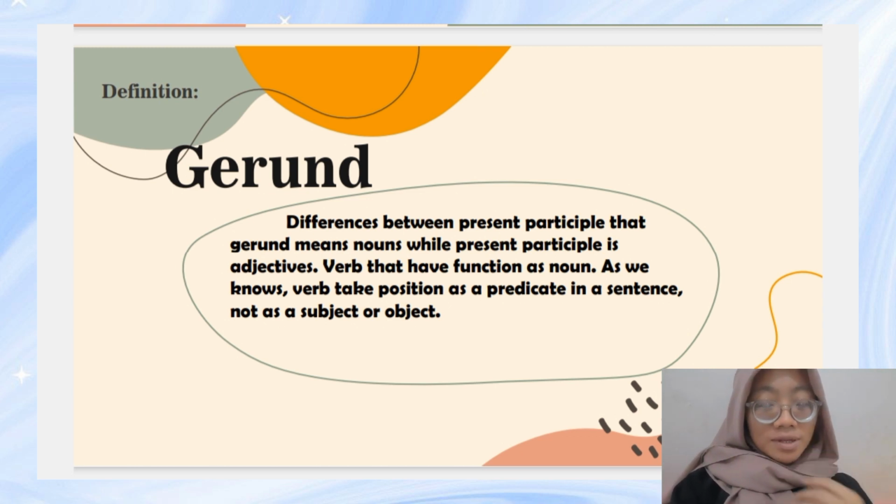When we're talking about gerund, gerund has differences from present participle. Gerund means noun, while present participle is adjective. I mean, like a verb that has a function as a noun, as we know. A verb takes the position as a predicate in a sentence, and not a subject or object. And then we're going to move on to gerunds as a part of a sentence.